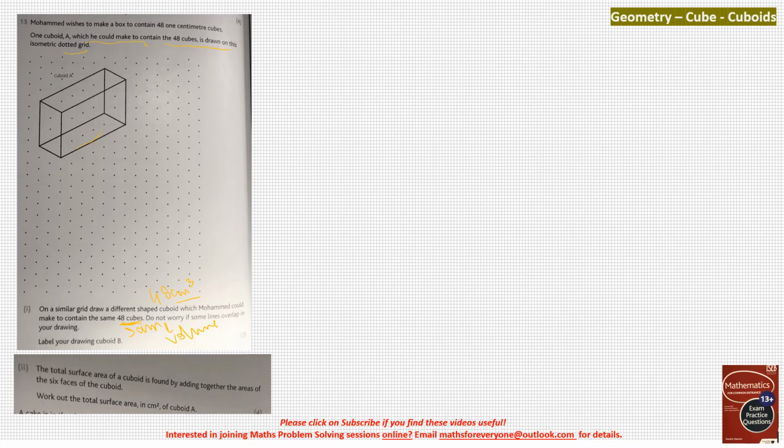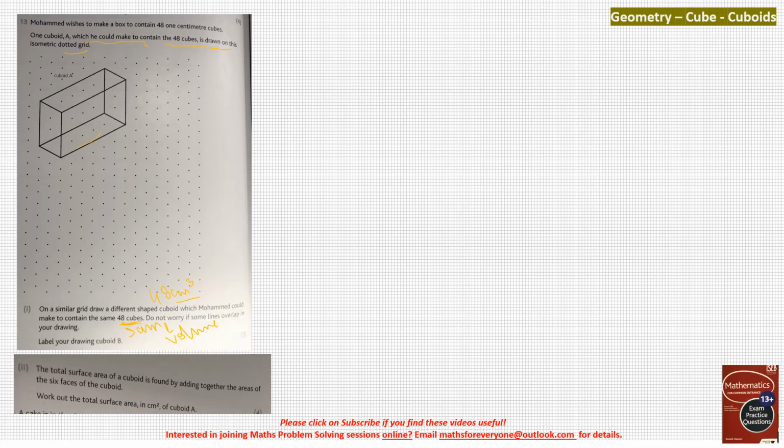The number 2 question, let's look at that as well. The total surface area of a cuboid is found by adding together the areas of the 6 faces of the cuboid. Work out the total surface area of cuboid A. So we have to find the dimensions of cuboid A, but first they expect us to draw another cuboid B, which has the same volume as cuboid A, but it should look a bit different. So the dimensions will be different.